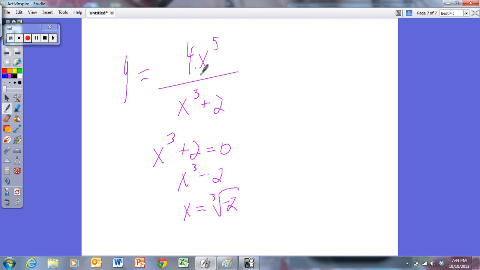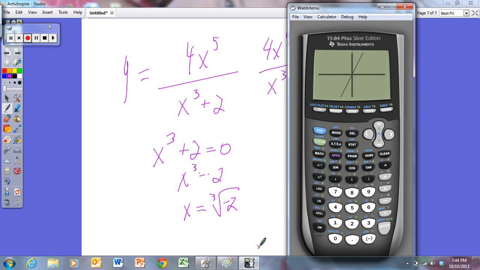But the end behavior is 4x to the 5th over x cubed, which means it's going to behave like a parabola. It's actually 4x squared, but the x squared part is all we really care about. We want to see how it behaves like a parabola, which means up, up. The right hand is going to go up and the left hand is going to go up as we get really, really big. That's what a limit is.